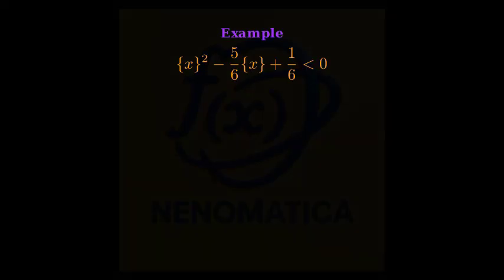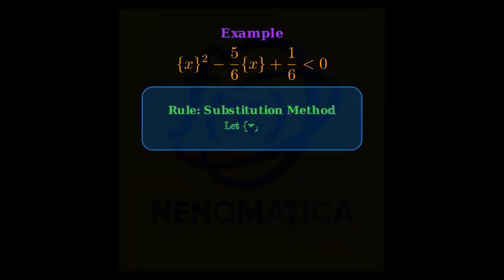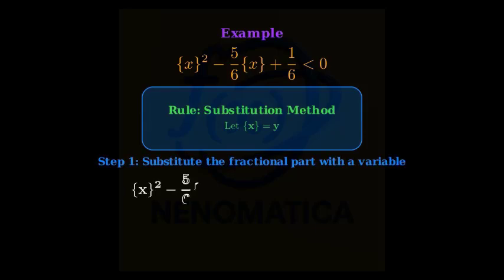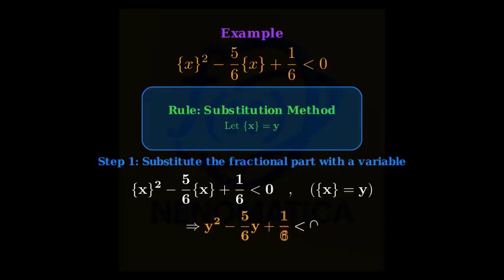Step 1. Substitution. We replace the fractional part with a simpler variable y. This reduces visual clutter and lets us treat the expression like a standard quadratic in y. Show the step title. Now write the original inequality and the substituted version.